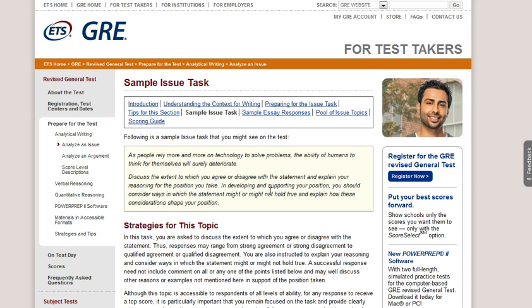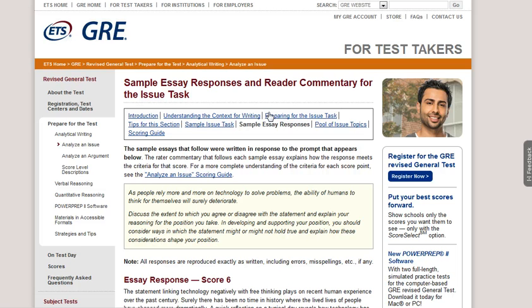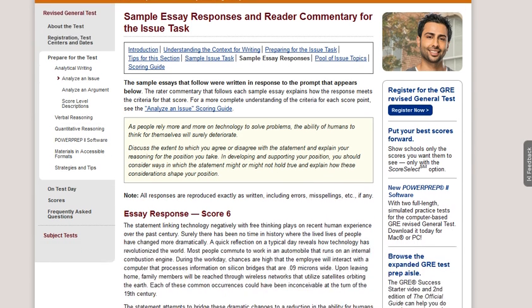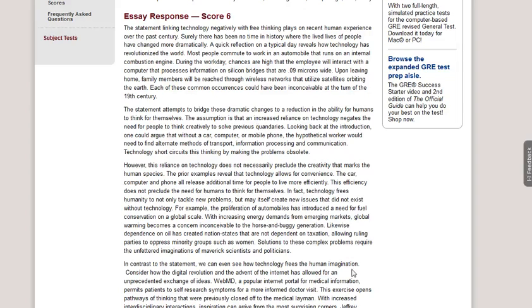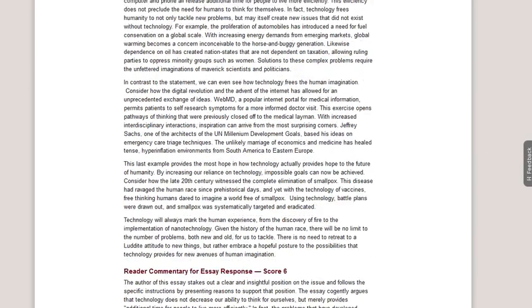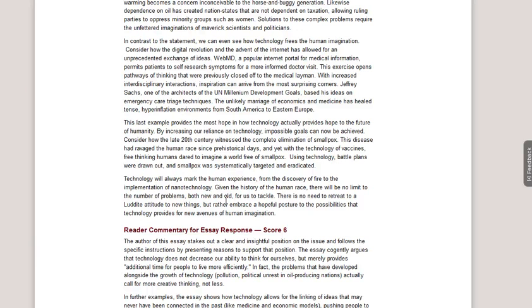So you may be wondering, oh goodness, how do I know exactly what they want? Well, in the sample essay responses, they actually give you essays that have been written and the score that they received. So here you have an essay that was given a score of 6, and you can follow it. There's 1, 2, 3, 4, 5 substantial paragraphs, and then this sort of closing paragraph that got a score of 6.